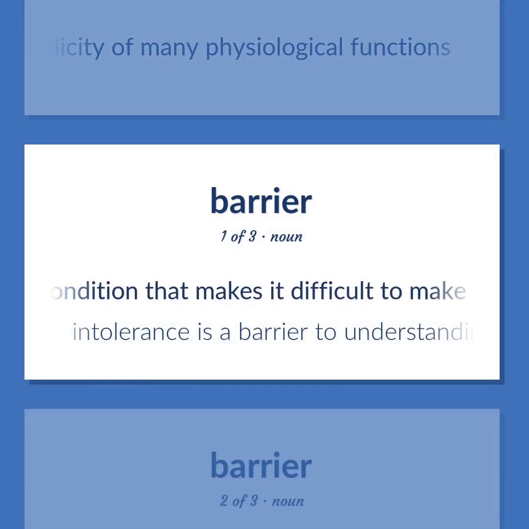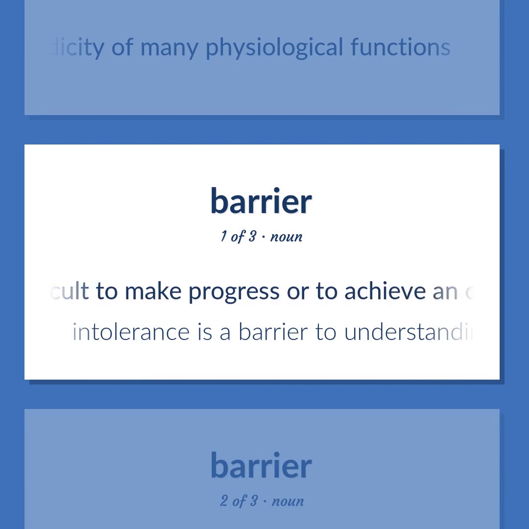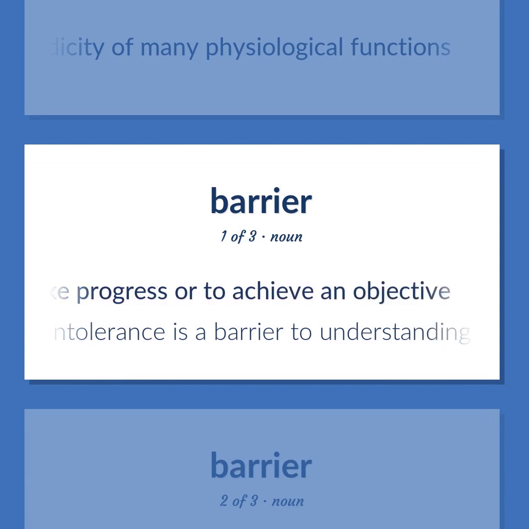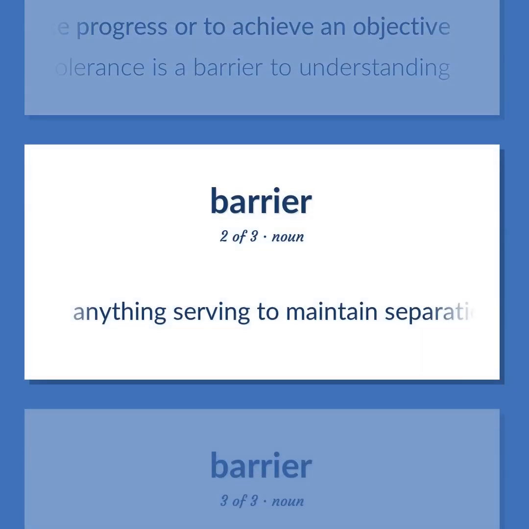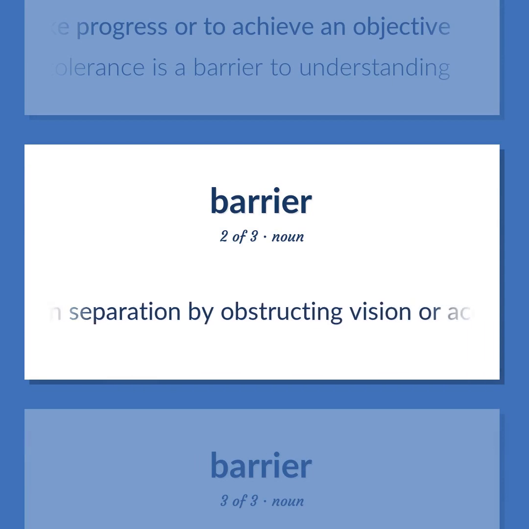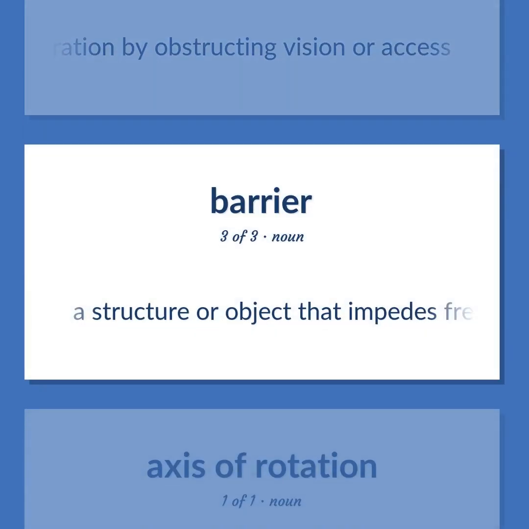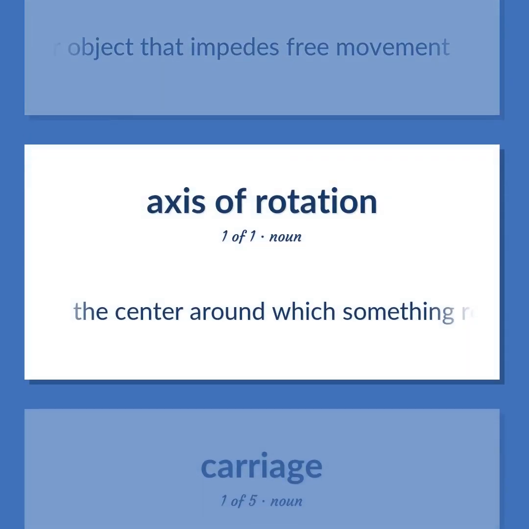Any condition that makes it difficult to make progress or to achieve an objective. Intolerance as a barrier to understanding. Anything serving to maintain separation by obstructing vision or access. A structure or object that impedes free movement. The center around which something rotates.